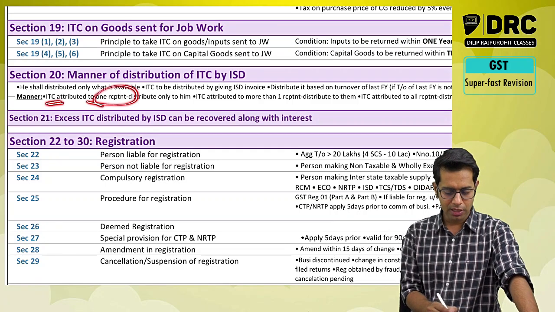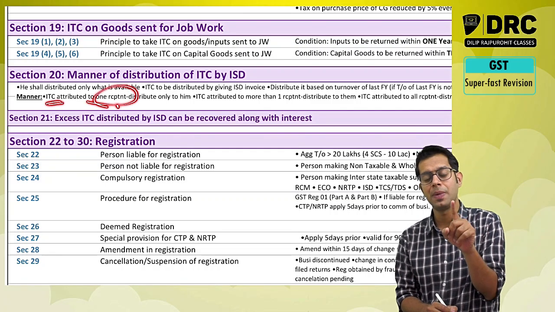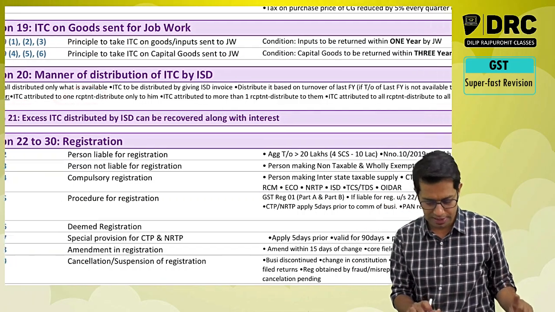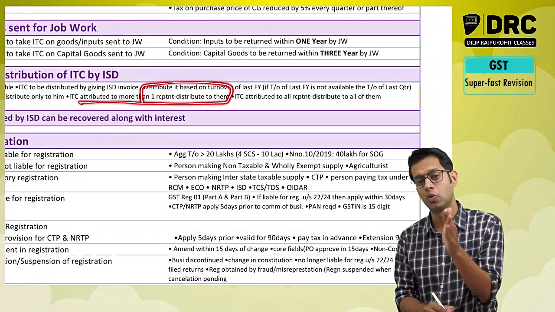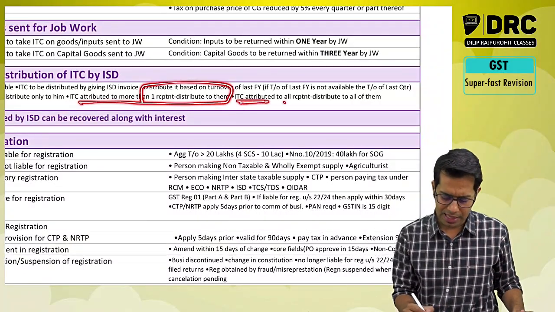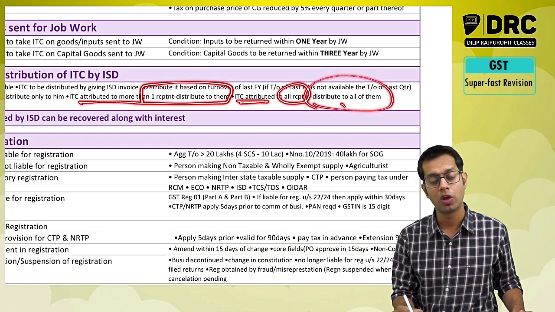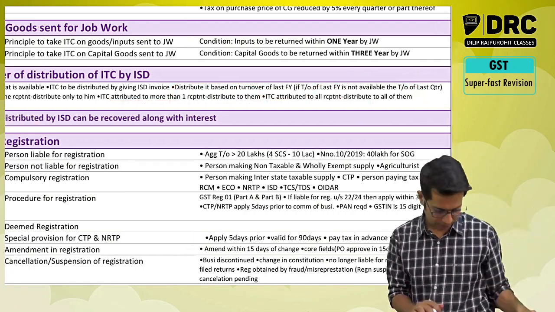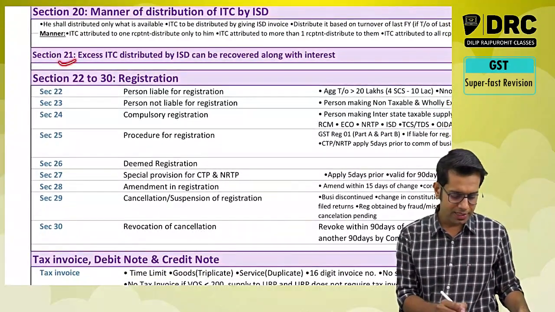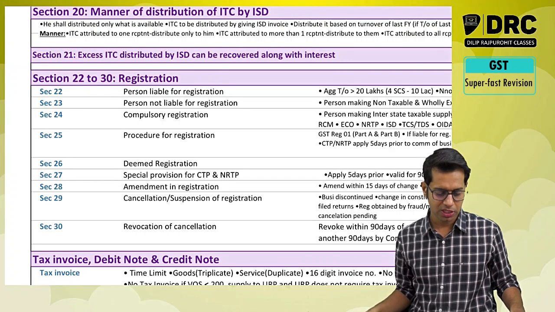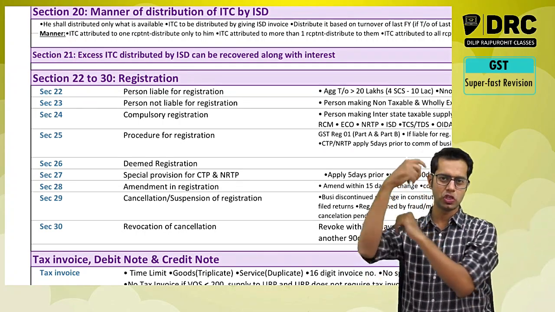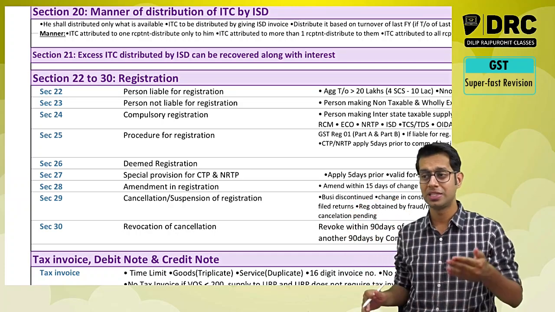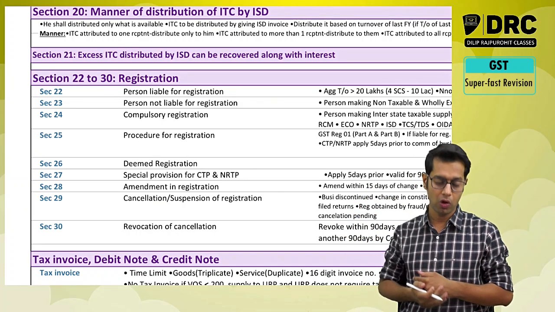If ITC is attributable to only one single recipient, then distribute only to that single recipient. If ITC is attributable to more than one recipient, then distribute it to those more than one recipients. If ITC is attributable to all the recipients, distribute it to all of them based on their turnover. Then, if any excess distribution is done by the input service distributor, section 21 says that the excess distribution should be recovered along with interest.